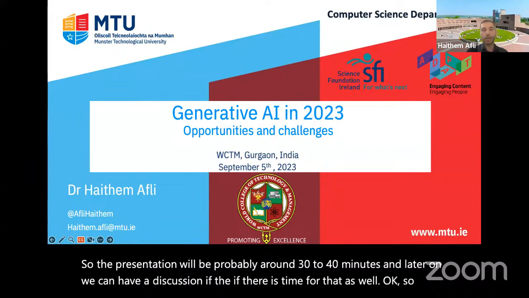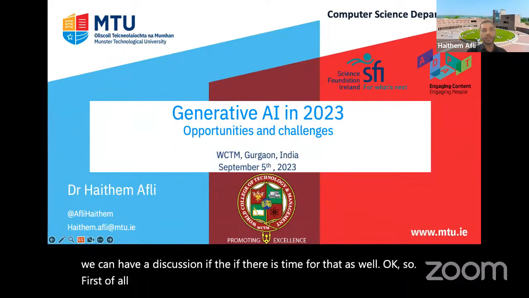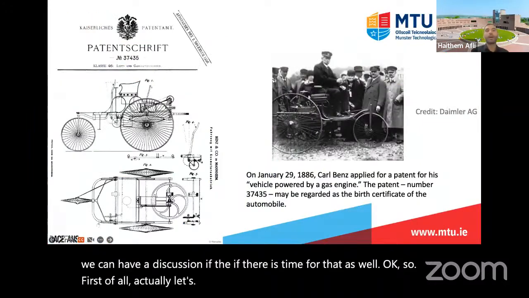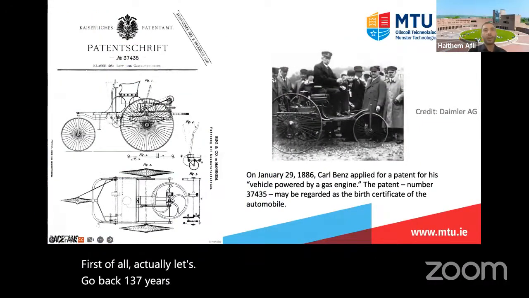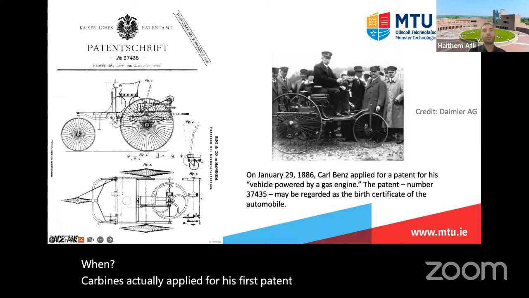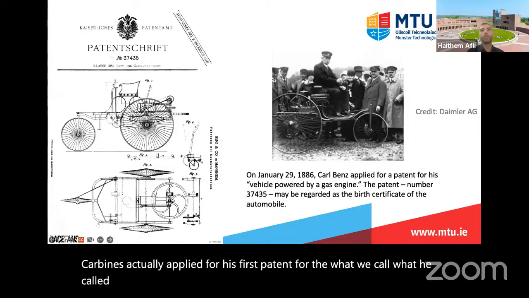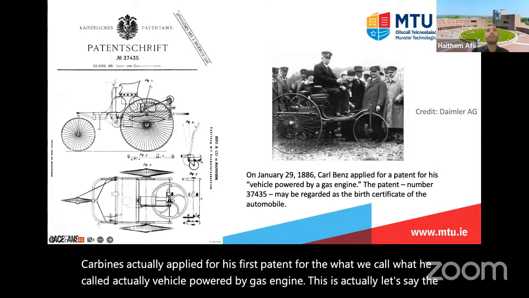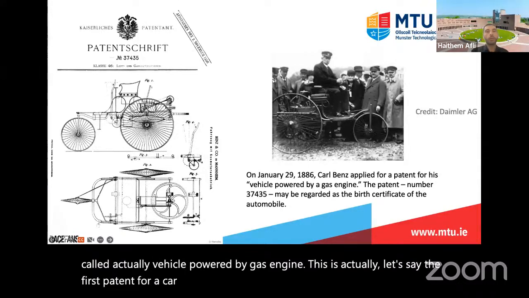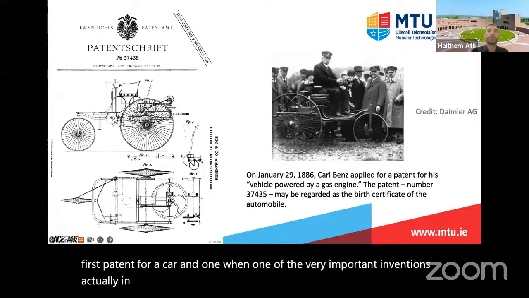Okay, so first of all, let's go back 37 years ago, when Carl Benz applied for his first patent for what he called a vehicle powered by a gas engine. This is, let's say, the first patent for a car, and one of the very important inventions in the automation world there.